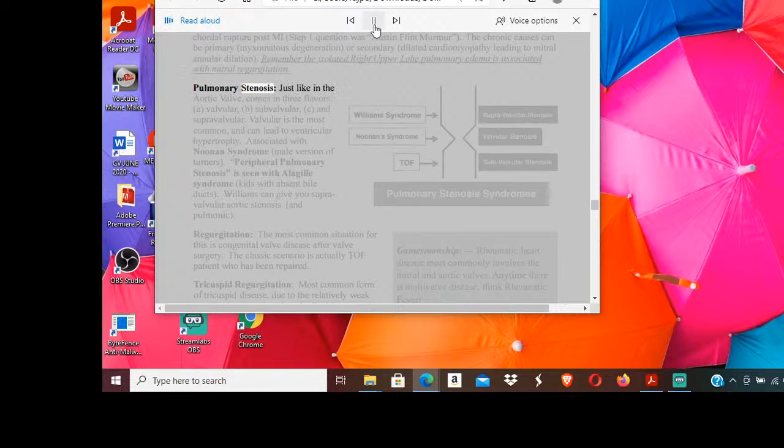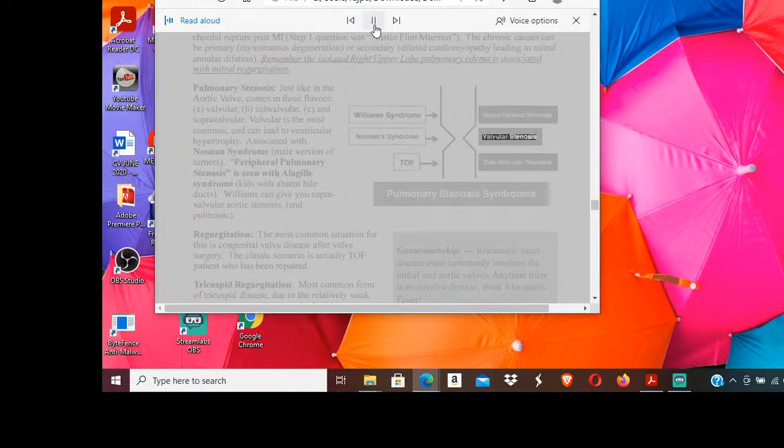Pulmonary stenosis, just like in the aortic valve, comes in 3 flavors: A, valvular, B, subvalvular, and C, supravalvular. Valvular is the most common, and can lead to ventricular hypertrophy. Associated with Noonan syndrome, male version of Turner's. Peripheral pulmonary stenosis is seen with Alagille syndrome, kids with absent bile ducts. Williams can give you supravalvular aortic stenosis, and pulmonic. Williams syndrome. Noonan syndrome.